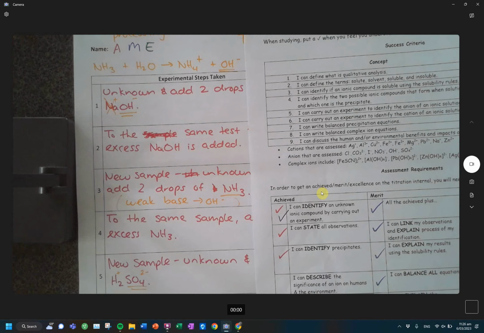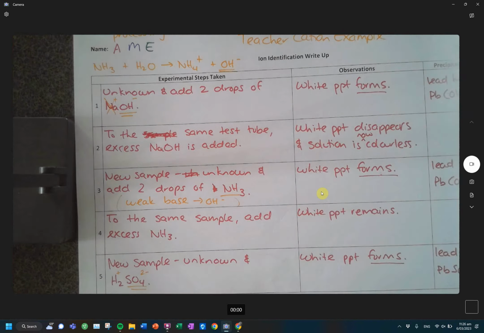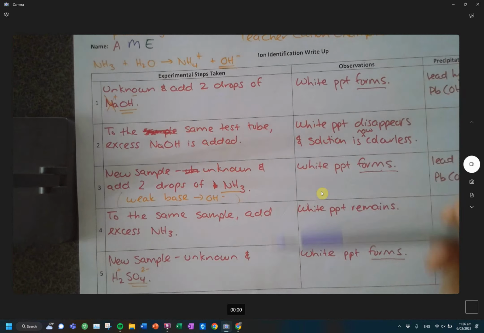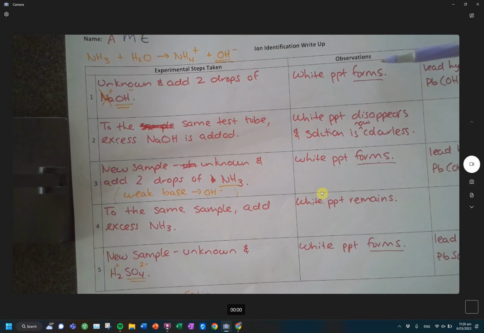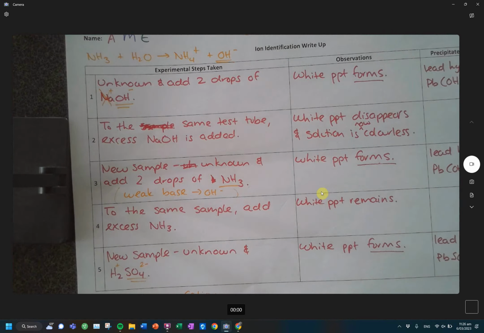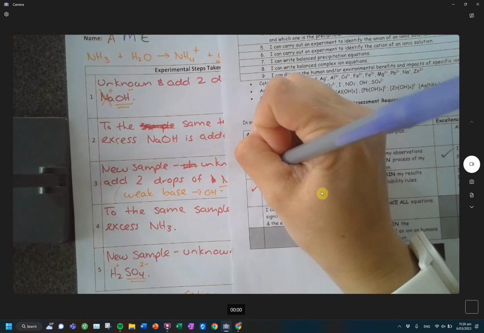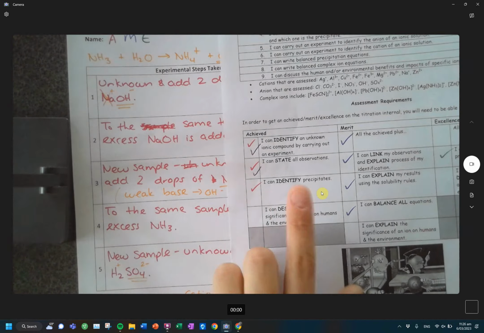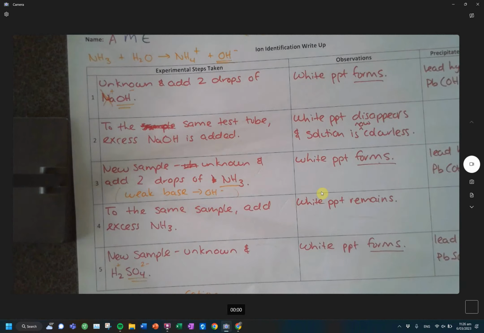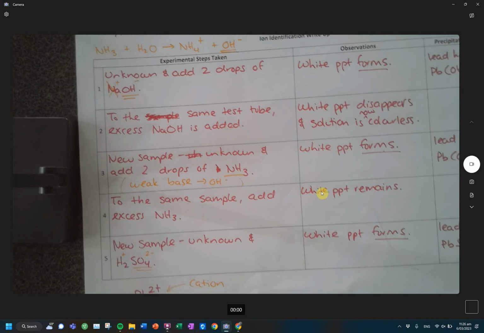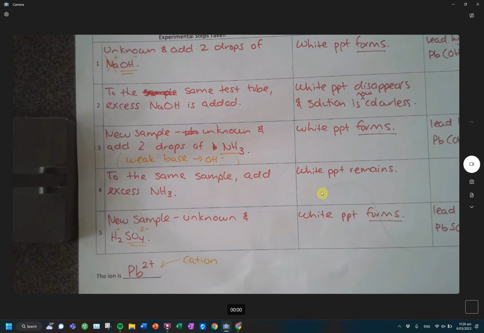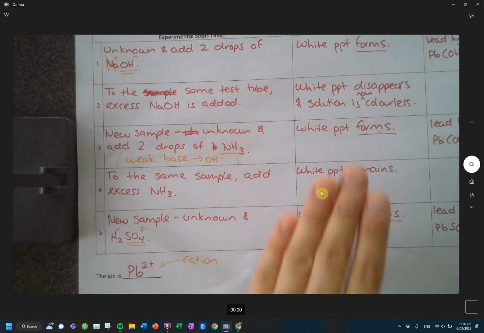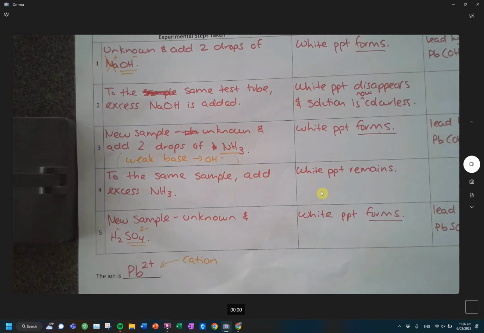The other thing you need to do for the achieved is stating all your observations. So I'm looking to see, do you have your experimental steps done? Have you told me what happens when you mix those two things together? So we did that on Friday. And the last thing I need to do is identify all the precipitates. You can't do this until you figure out your unknown ion, because I need to know what the cation is, because that's half of my precipitate that has formed. So you're going to do that at the end and go through and add that information.